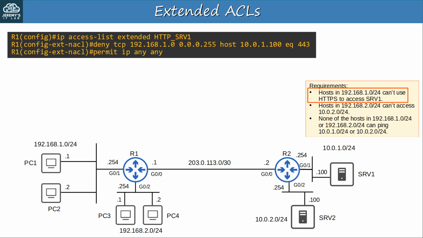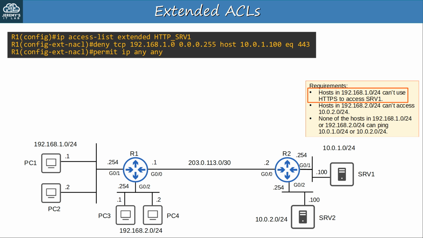Here's the ACL. After entering extended named ACL config mode, I made a deny statement that matches TCP traffic coming from 192.168.1.0/24. The destination IP address is 10.0.1.100/32, server 1, and the destination port is 443, which is HTTPS. That fulfills the requirement. Then I used permit IP any to allow all other traffic.